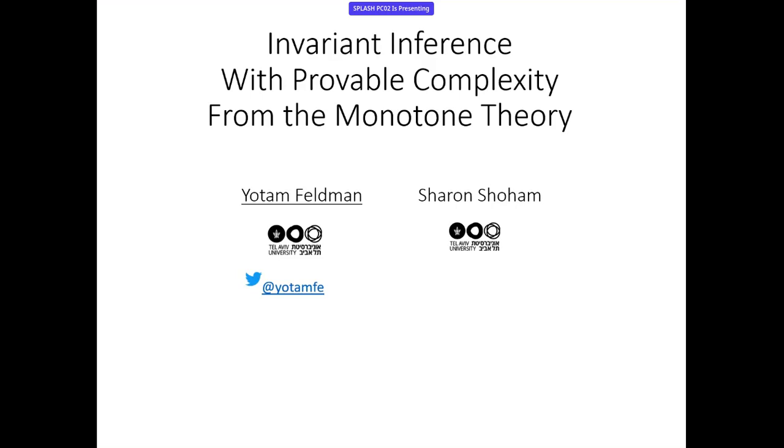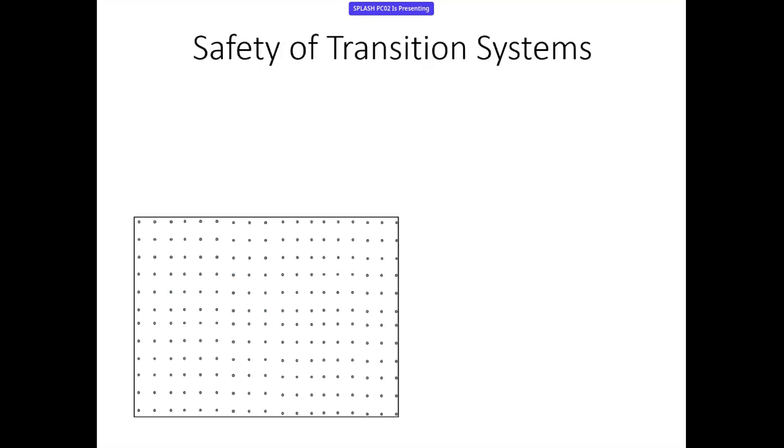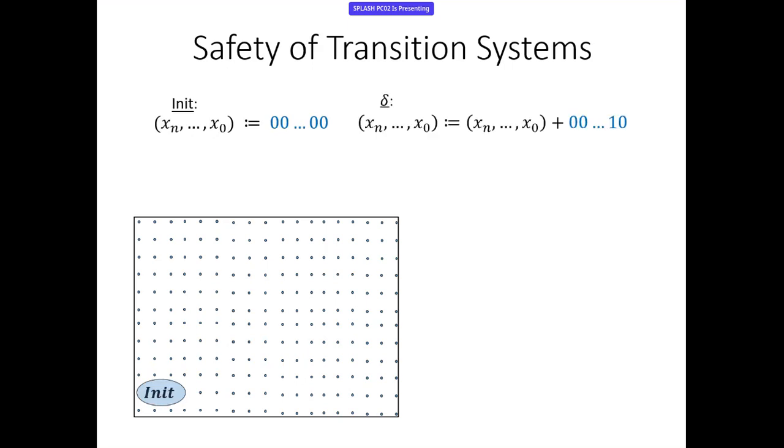So this is joint work with Sharon Schramm, and it's about invariant inference, a set of techniques for proving the safety of transition systems. So suppose we have, for example, a system over, say, n+1 propositional variables representing a number in binary, which starts from 0, and in each step is incremented by 2. This defines the reachable states of the system.